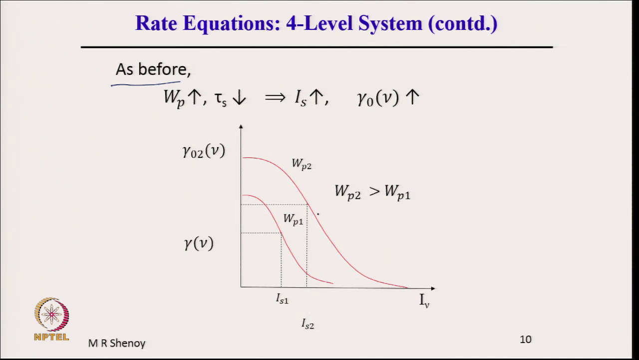Just as I discussed earlier in this lecture for the 3 level system, for different pumping rates we had different gain curves, that is, the small signal gain coefficient increases. So, this is for WP1, with gamma 0 here, and this is gamma 02, the small signal gain coefficient, which goes on dropping down as the intensity increases. The saturation intensity is shown here. This is the saturation intensity for the second case. So, the saturation intensity also increases.